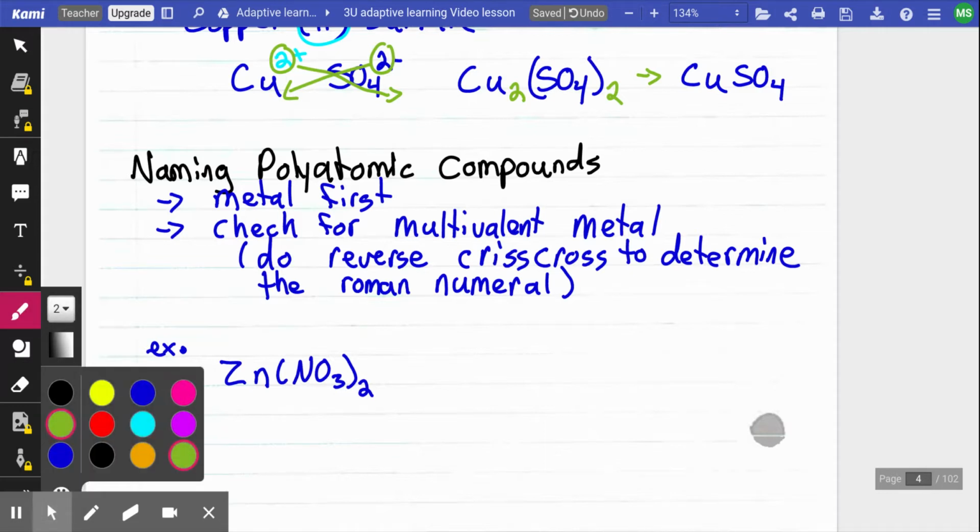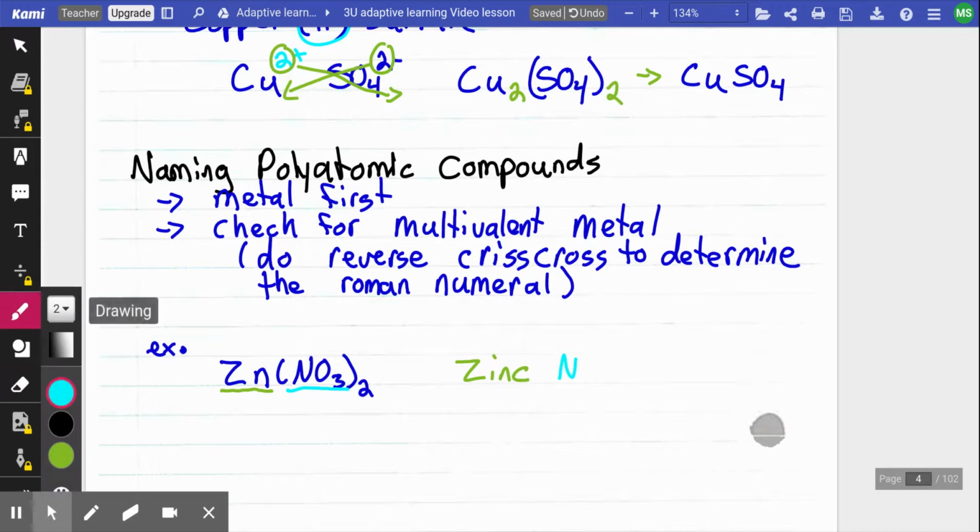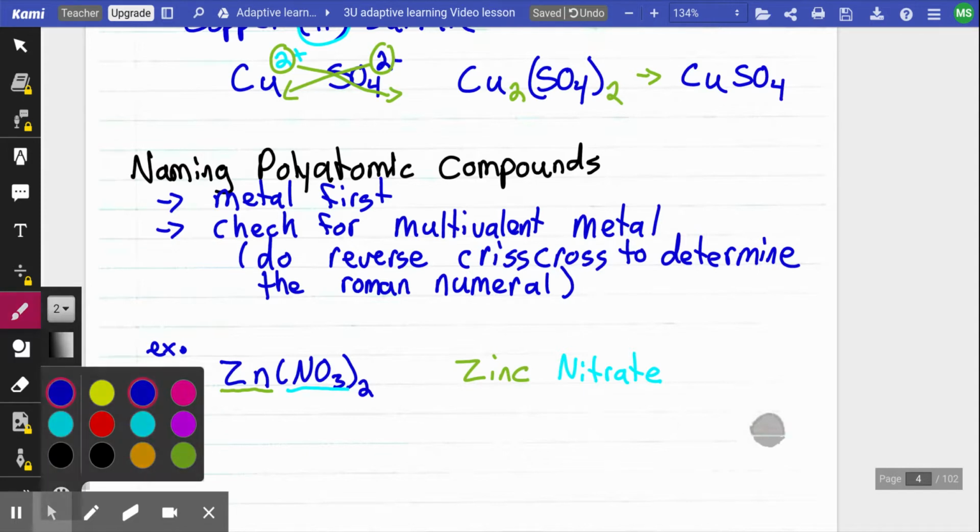We have Zn(NO3)2. So name of our metal, Zn, zinc. Do a quick check. Zinc is not a multivalent metal, so we do not need to figure out its charge. And then the name of the polyatomic, NO3, we know is nitrate. So this is zinc nitrate. Let's do another example.